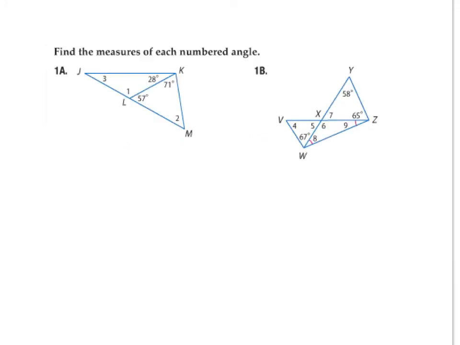Find the measures of each numbered angle. Let's look at the first one on the right, and I'm going to help you here. We are actually going to start by finding the measure of angle 2 first. Then we're going to find the measure of angle 1, and then we're going to find the measure of angle 3.